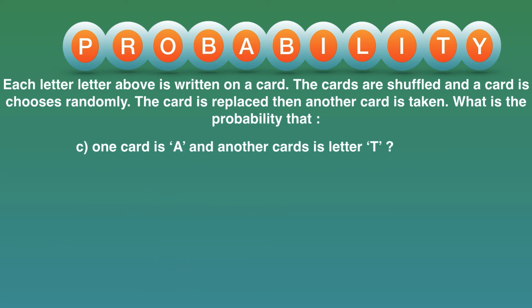In part C, we want to find the probability of choosing one card with letter A and another one with letter T. There is one letter A and one letter T in the word probability. So the probability of getting A and T are both 1 out of 11.